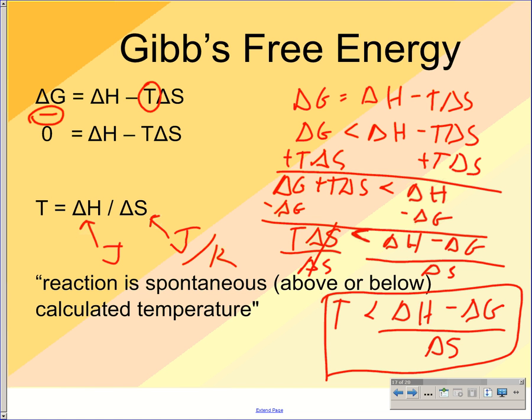What is Gibbs? Gibbs is the energy, so it's measured in joules, or kilojoules, depending. So if you do this, joules minus Kelvin times joules over Kelvin, Kelvin and Kelvin cancel out, joules and joules, that means this is measured in joules.